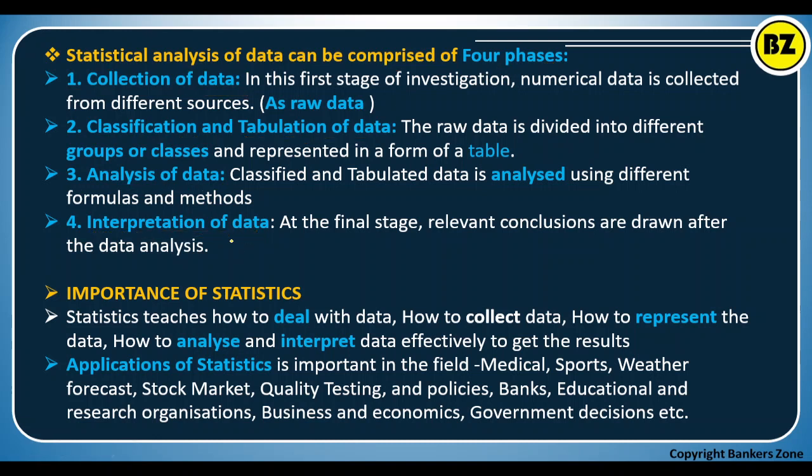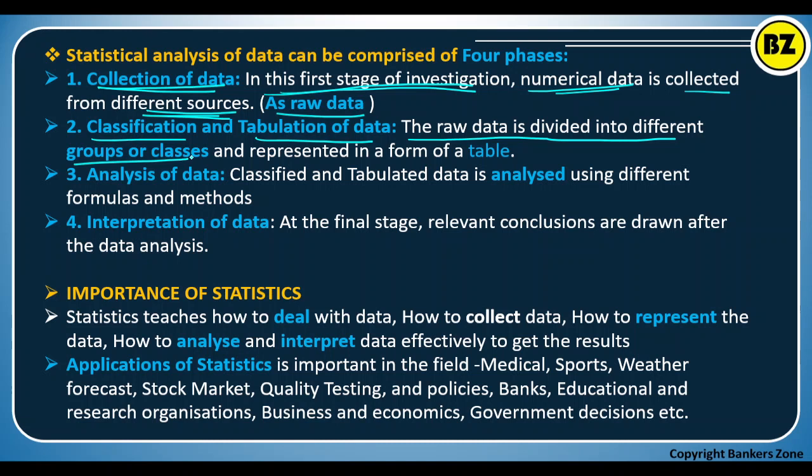Now you can see here, what do you mean by collection of data? This is the first stage of the investigation, or the first stage of the study. Numerical data is collected from different sources. The name itself says it, collection of the data, so data will be collected from different sources as raw data. Very simple. Now, classification and tabulation of the data means what? The raw data is divided into different groups or classes and represented in a table.